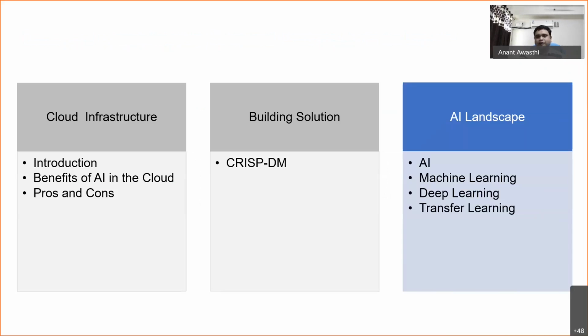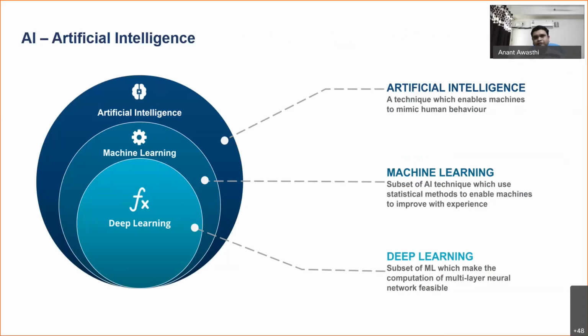Okay, so now the next topic is the AI landscape. First of all, I know most of you are already aware of these terms, but for a refresher, I want to discuss them first. So what is artificial intelligence? Basically, it's a technique which enables a machine to make some decision on the basis of historical data.